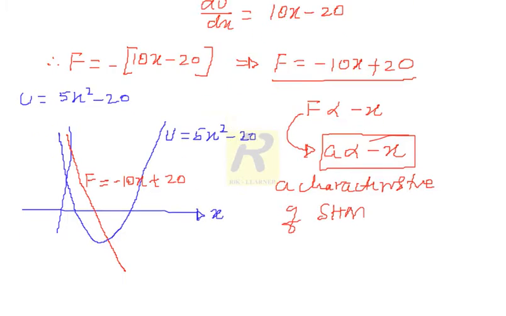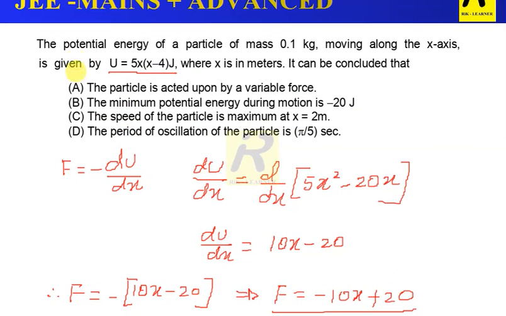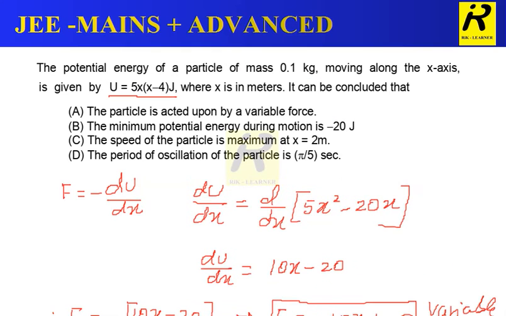Right. So now first of all, we have to observe option A. It says the particle is acted upon by a variable force. That means F should be variable. From this relation, what we can conclude is F is not a constant, whereas F varies with x. So this is a variable force. Definitely option A, what he said, is correct.